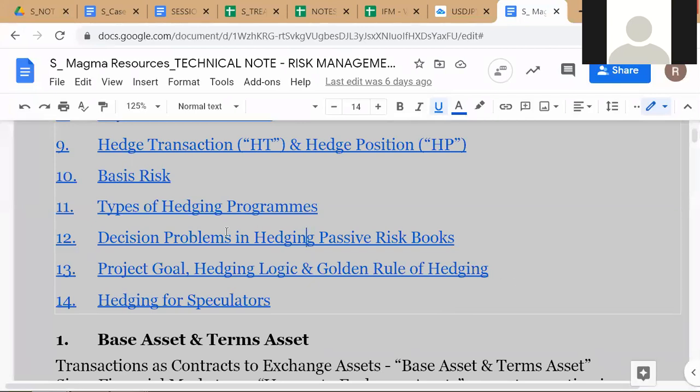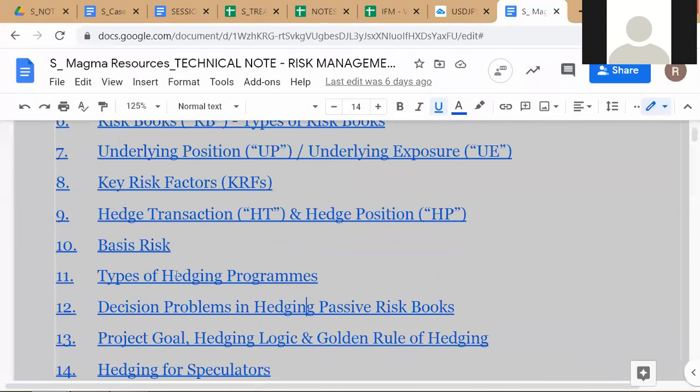There are two topics which we are just skipping over, which we will discuss later on. I want to just get you ready quickly for this. What we are skipping over is basis risk, hedge transaction, hedge position, basis risk and types of hedging programs. We are skipping. We'll make a note of it here.